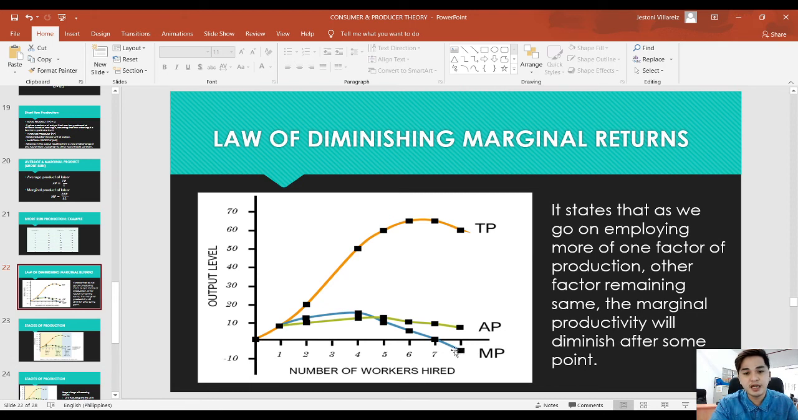Now, this scenario here, kaning point nga mo decrease na ang MP, we call it the law of diminishing marginal returns. It means that as you go on adding additional inputs, the marginal productivity will decrease at some point until it reaches zero, until it reaches negative na wala na gid sila ma-contribute sa imong output.